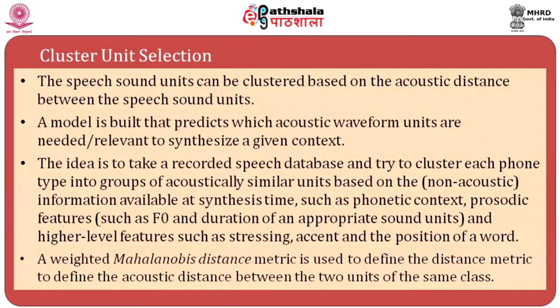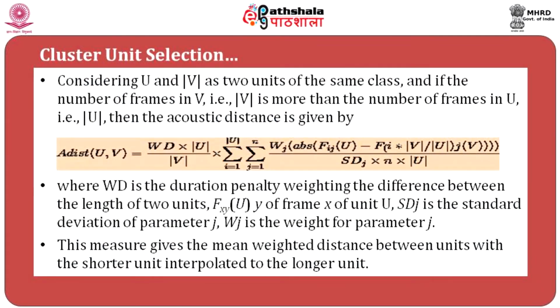Now, you can see that the cluster unit selection is done using a distance vector, or rather a distance measure. So, considering U and V as two units of the same class, if the number of frames in V, that is the mod of V, is more than the number of frames in U, that is the mod of U, then the acoustic distance is given by the following formula, as you can see on the screen.